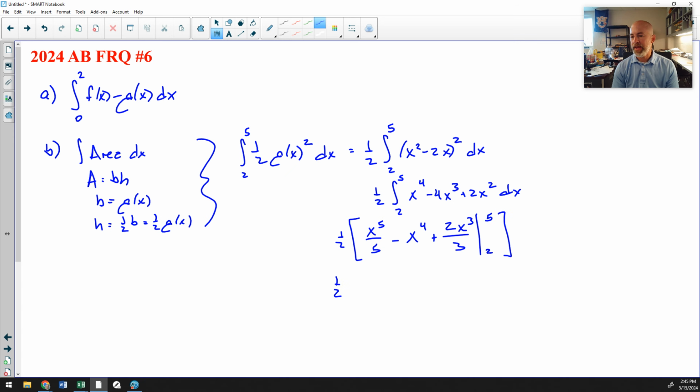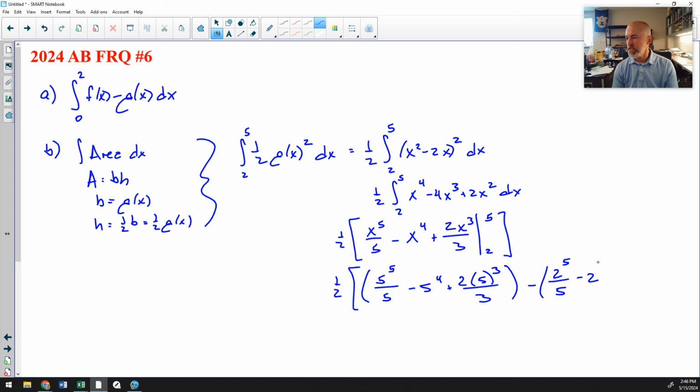And we get 1/2 of, plug in the 5 first, 5 to the 5th over 5 minus 5 to the 4th plus 2 times 5 to the cubed over 3. So I substituted my 5 in for the x's. Now I will subtract and I'll substitute my 2's. That's 2 to the 5th. I think that's 32, but let's not risk it. 2 to the 4th. I believe that's 16, but I don't want to risk it. I'm going to leave it as 2 to the 4th plus 2 times 2 to the cubed, probably 8, but nah, who cares?